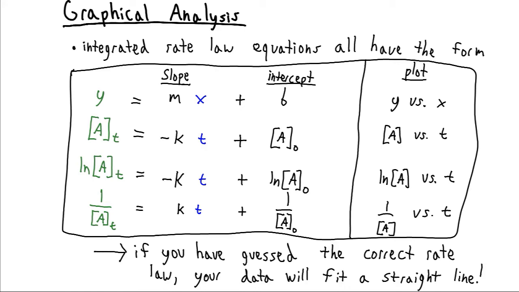Now, something we can do is go ahead and try this for whatever data we have. If we've guessed the correct rate law, then we will get a nice linear fit. And if we've guessed incorrectly, then our data is going to curve off in some direction.